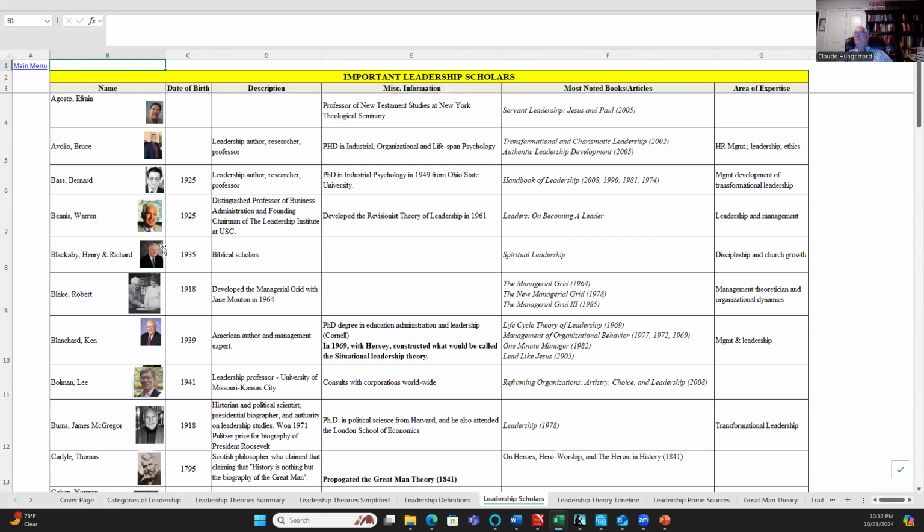Identified some of the key leadership scholars as well. So it's just in the for-what-it's-worth department: who they were, when they were born. It gives you a context of what era they lived in, what it is that they did, some of the key stuff and most noted articles that they did, and really what their area of expertise was.